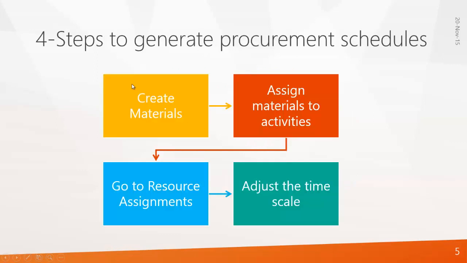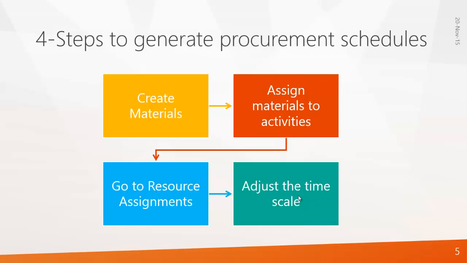There are 4 steps to generate a procurement schedule. First, you have to create materials in Primavera. Second, you have to assign the materials to the right activities. And third, you have to go to the resource assignments, where the program will show you the quantity of material required, and you can adjust the time scale based on your requirement. You can adjust the time scale to monthly, weekly, yearly or whatever. So we'll see how these are done in Primavera.